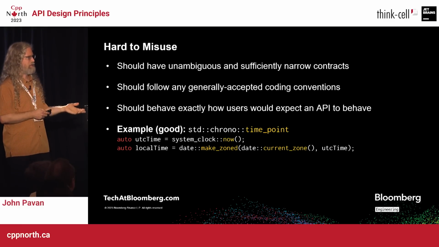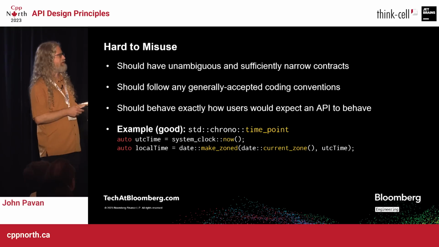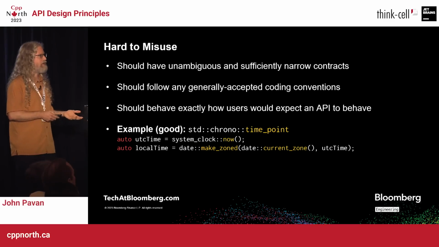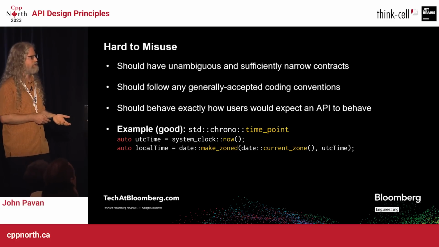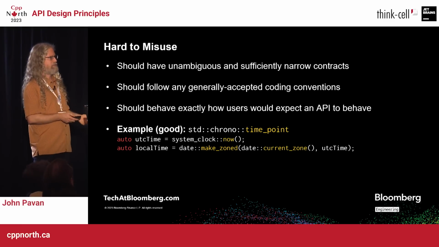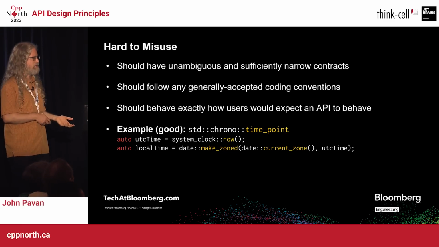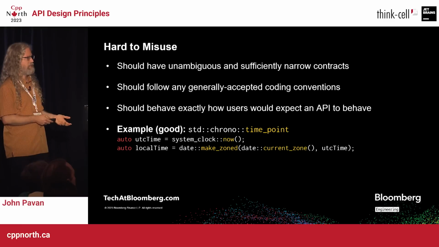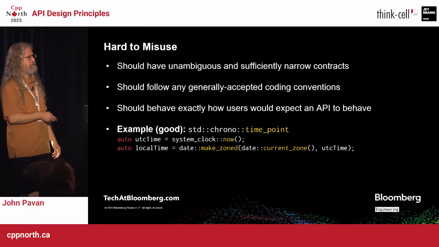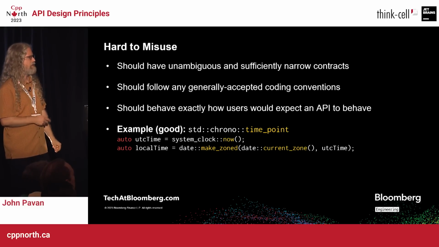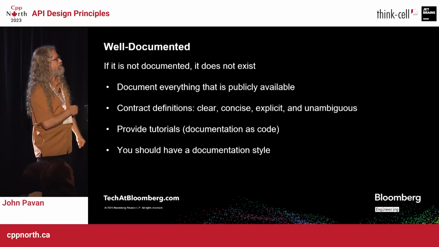My personal opinion, a good example of hard to misuse is Chrono's time point, in particular how it deals with time zones. So you can get the UTC time pretty easily by just doing system clock now. And if you need to convert to the local time, you can use a utility class from date in order to just make it zoned. And date also provides something to get the current time zone from the computer. So it just happens to be an example I like.